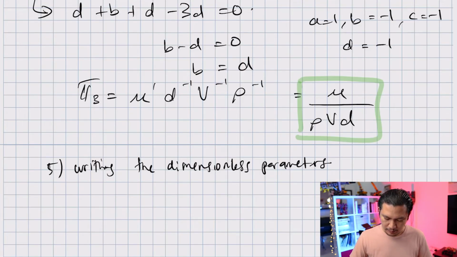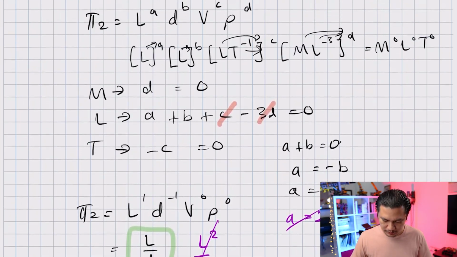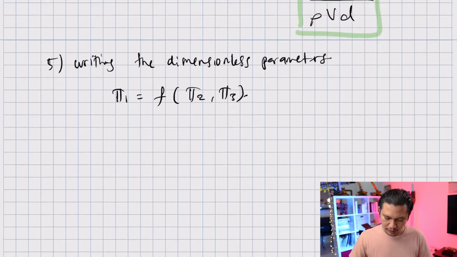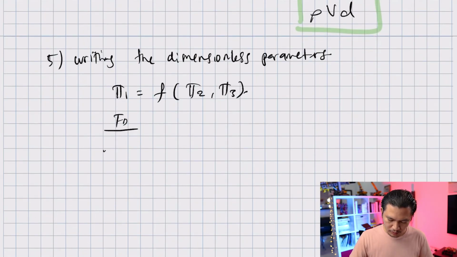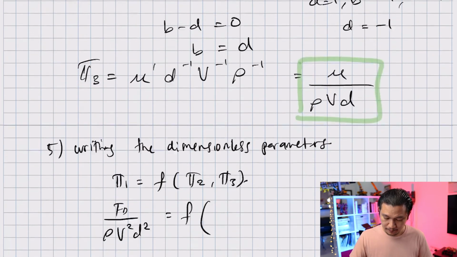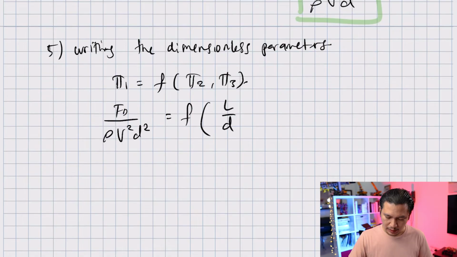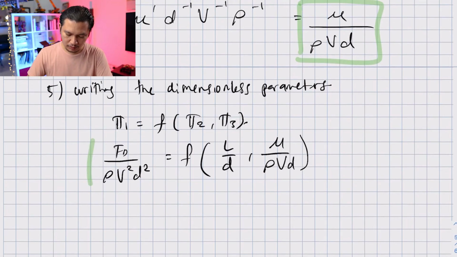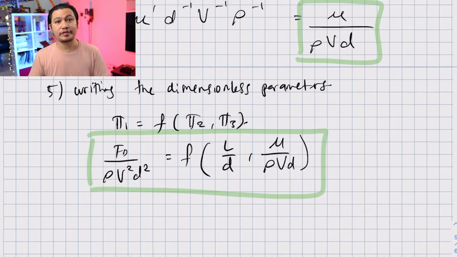Okay, and dimensionless parameters is simply pi 1 equal to a function of pi 2, pi 3. Now our pi 1 is Fd over rho v squared d squared, equal to the function of our pi 2, which is L over d, and our pi 3 is mu over rho times velocity times diameter. Right, and this will be your final answer. This is the dimensionless parameters.